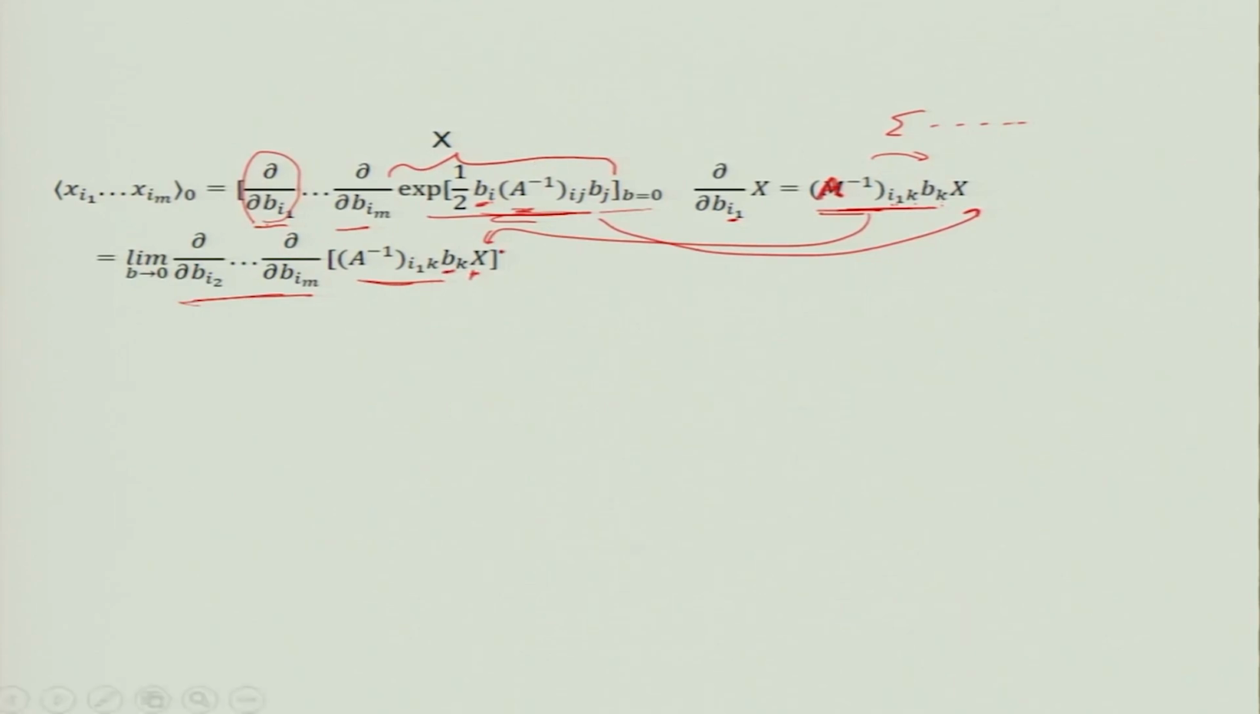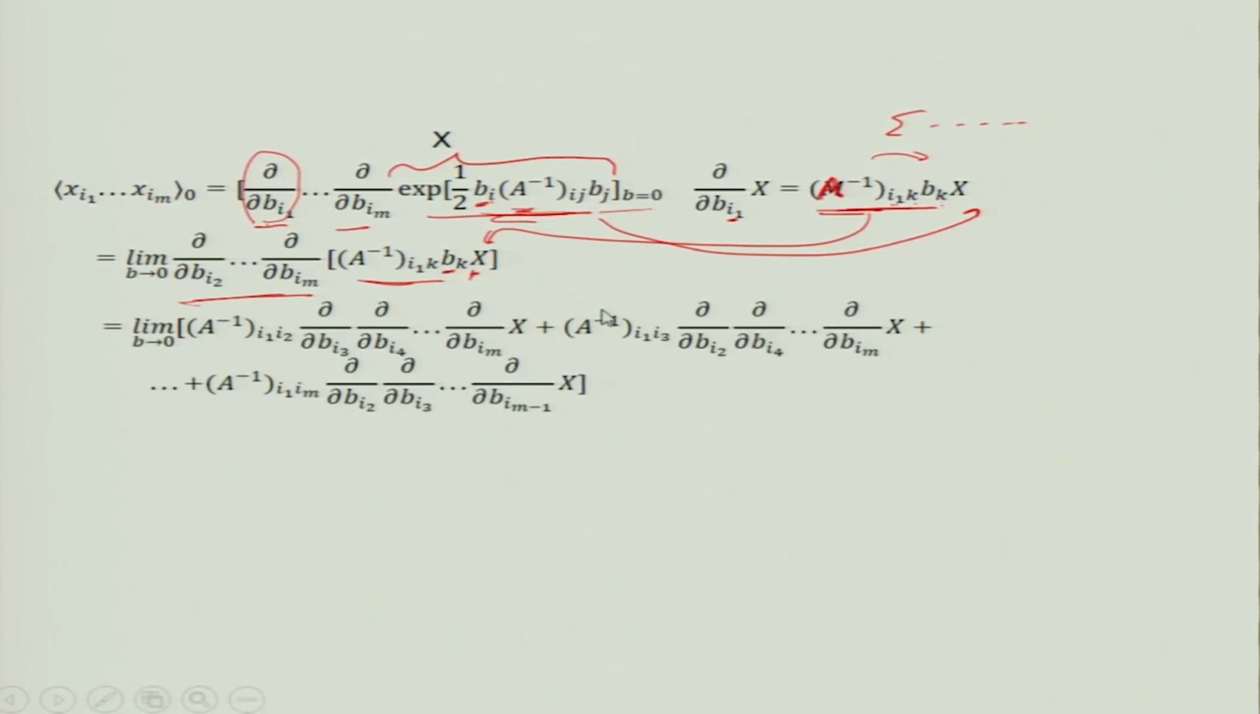That is how I am going to get a lot of terms. So, this one will involve, let us do it with I2. If I do it with I2, I am going to get A inverse I1 I2. So, in this sum I put k equal to I2, then the B I2 will be there, that will get cancelled and I will get A inverse Bk into x.